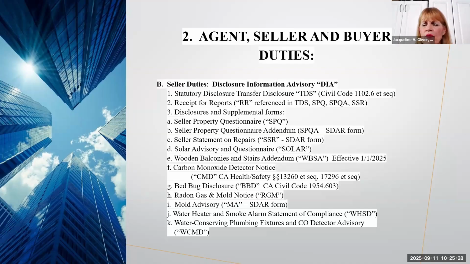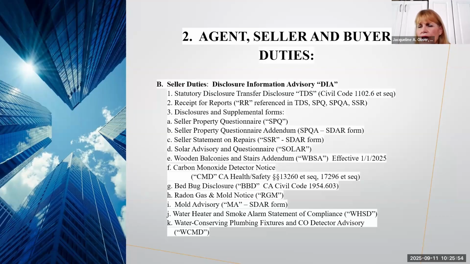Then the seller statement on repairs, that's self-explanatory. Solar advisory and questionnaire, you don't need that if you don't have solar. Wooden balconies and stairs addendum. Earlier this year, they made effective the responsibility for wood balconies and stairs, anything extending over the main building. You have to have those inspected.